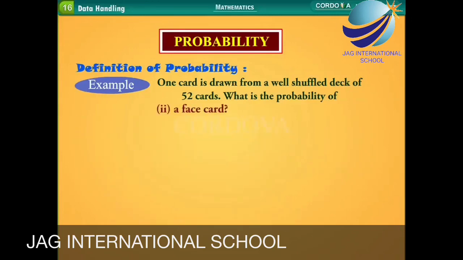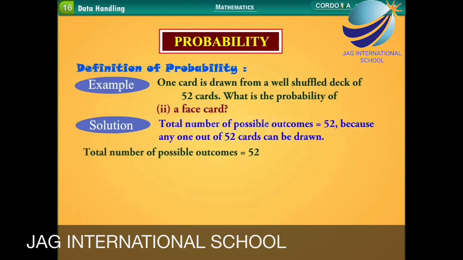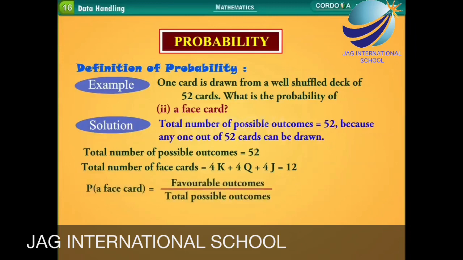A face card. Total number of possible outcomes is equal to 52. Total number of face cards is equal to 4 kings plus 4 queens plus 4 jacks, which is equal to 12. P(a face card) is equal to favorable outcomes upon total possible outcomes. P(a face card) is equal to 12 upon 52, which is equal to 3 upon 13.